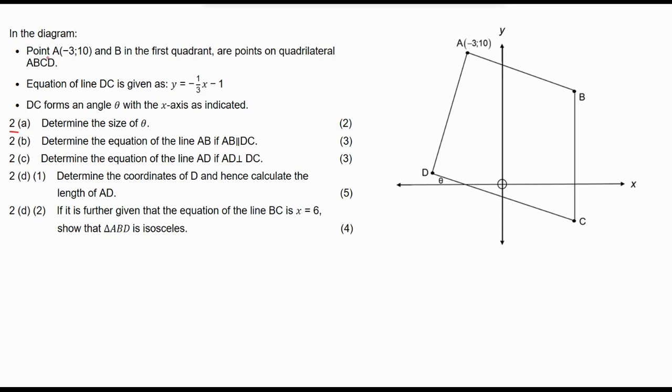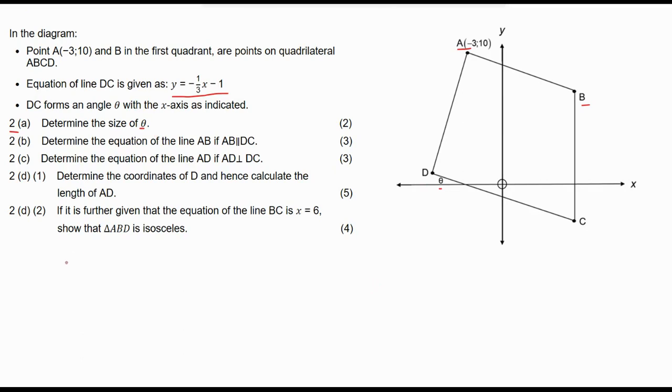In the diagram, points A and B in the first quadrant are points of a quadrilateral ABCD. The equation of the line DC is given as y is equal to negative 1 over 3x minus 1. DC forms an angle of theta with the x-axis as indicated. Determine the size of angle theta.